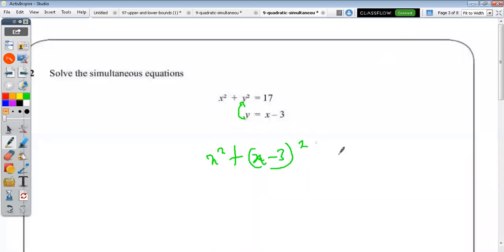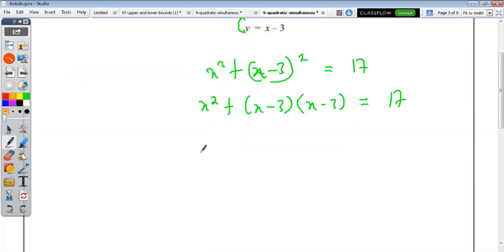(x − 3)², you see that, is equal to what? 17. Now we know that x² + x − 3 times (x − 3) is equal to what? 17. Now, x², I wanted to show you the quick way of doing things, but it depends on how good your math is.